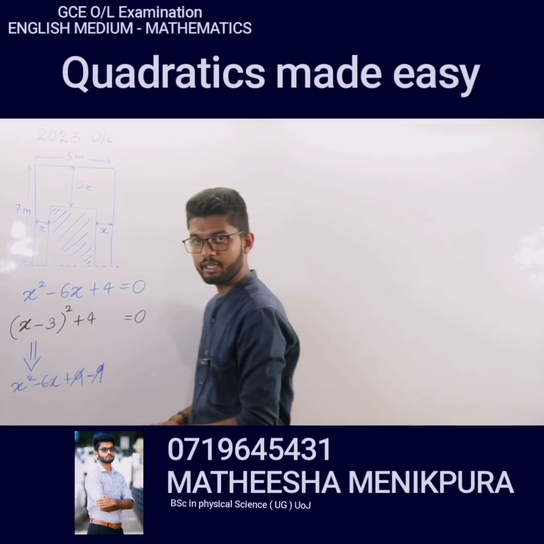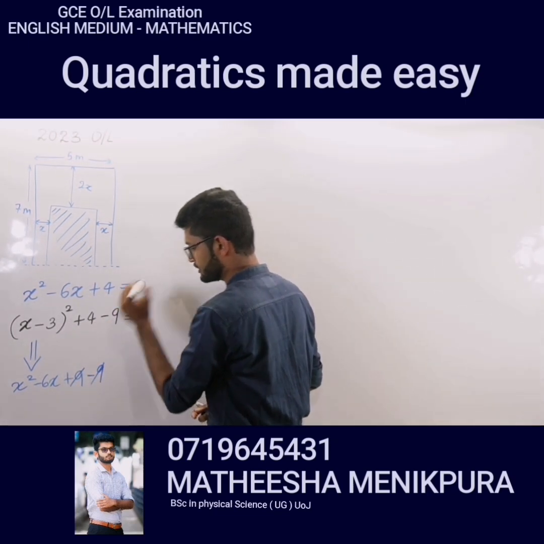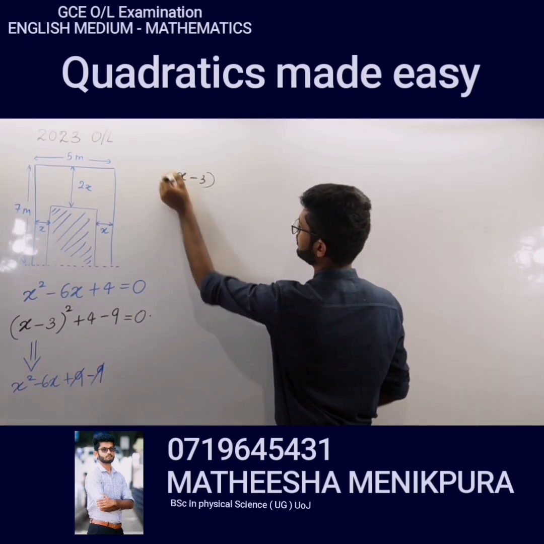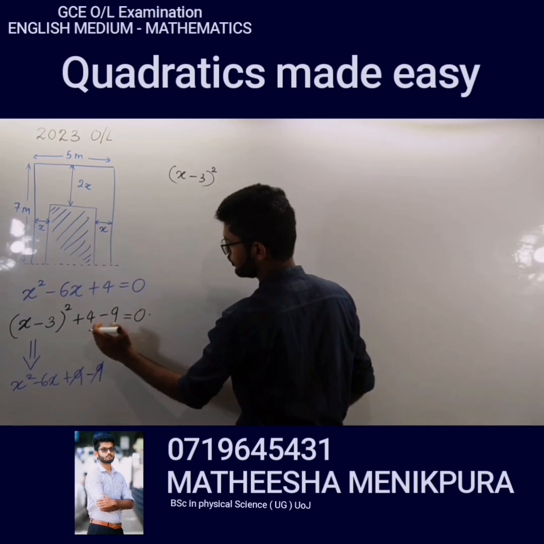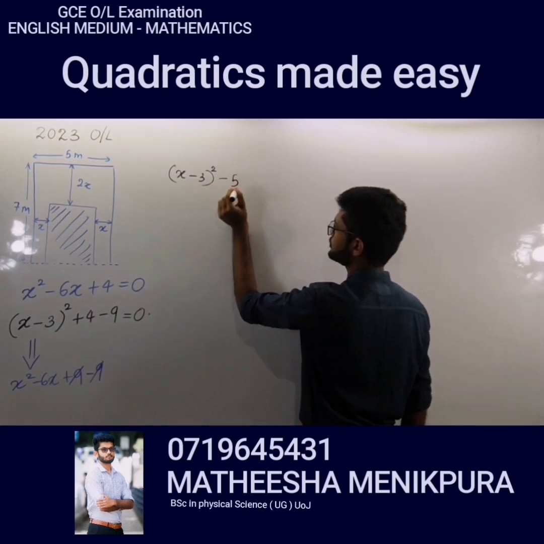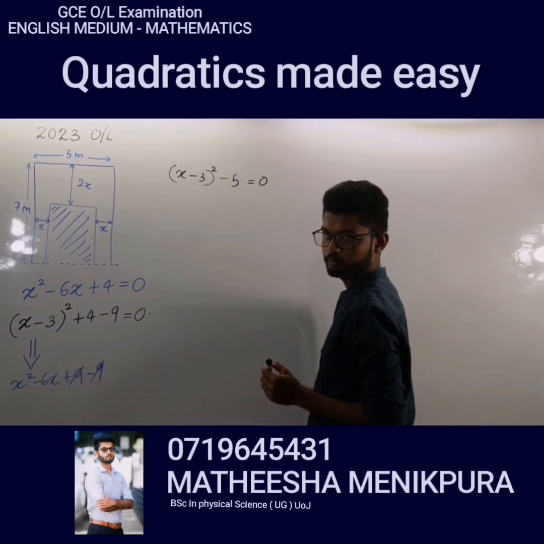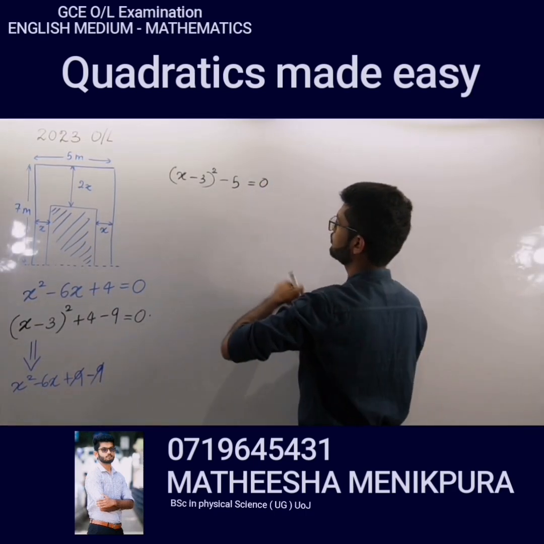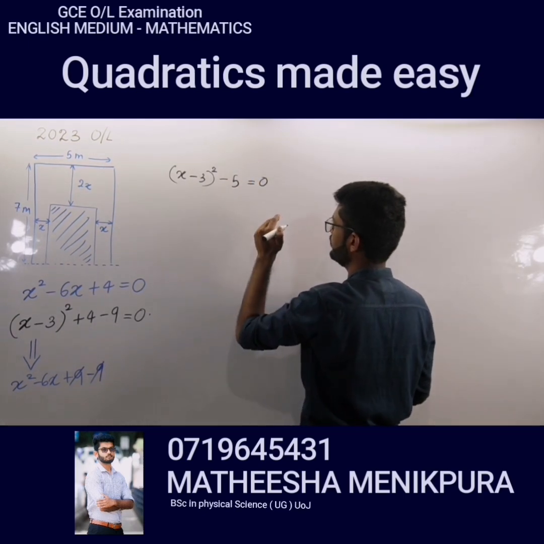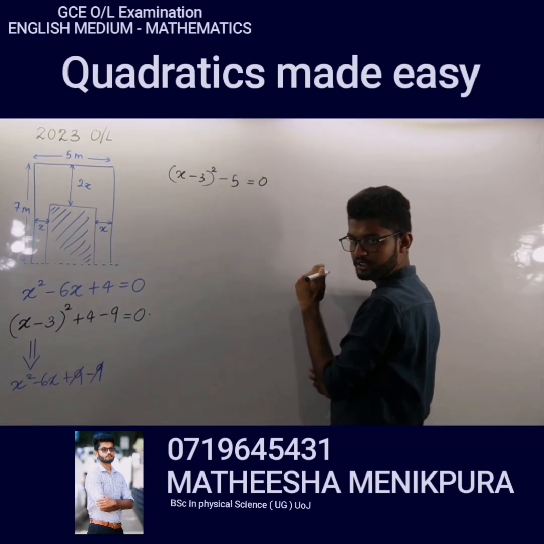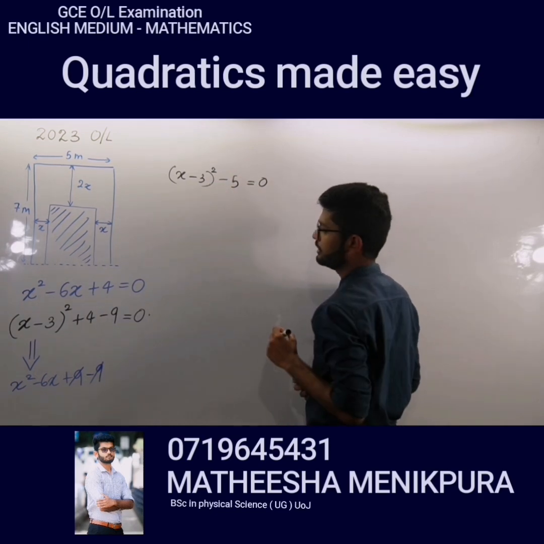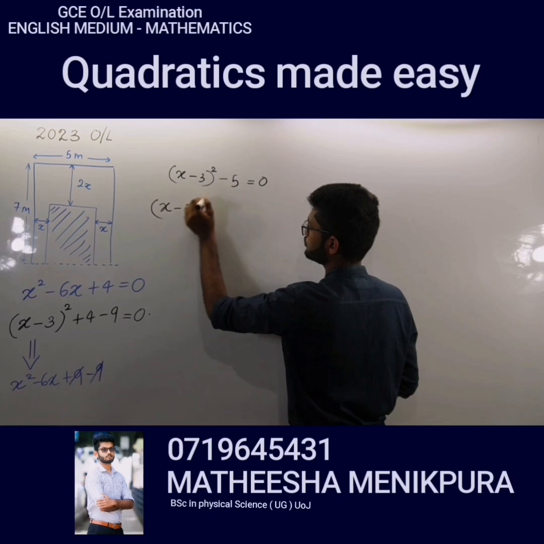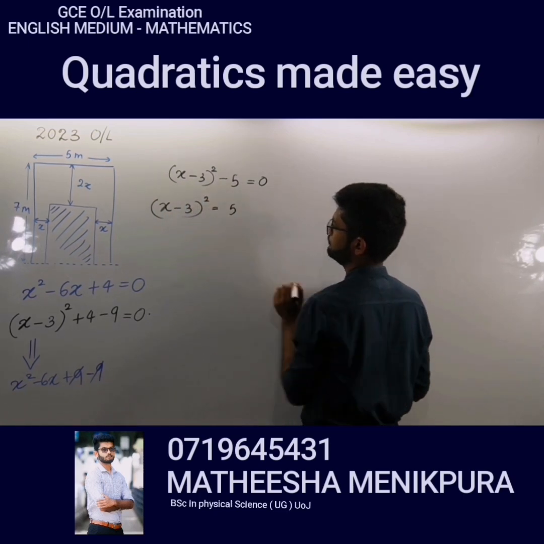In order to remove that, we have to add a minus 9 here. I'll put that minus 9 here. So we have (x minus 3) whole thing squared plus 4 and minus 9. The answer is minus 5, and that is equal to 0. Now I have to remove this minus 5 from this side. To remove that, I have to add plus 5, and to balance that, I have to add another plus 5 to the other side. Then the minus 5 and plus 5 will cancel. The answer will be (x minus 3) whole thing squared is equal to plus 5.